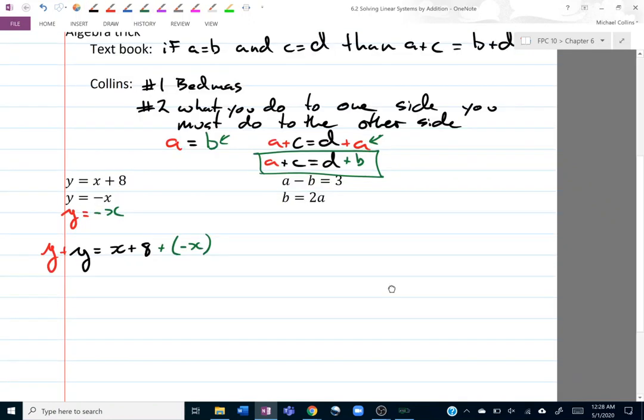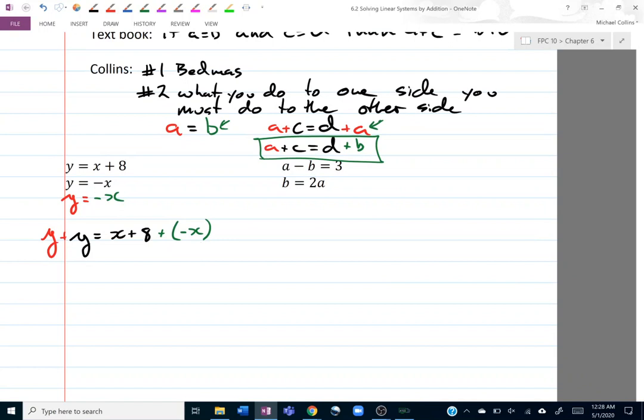So what I can do next is simplify. I'm going to combine my like terms. y plus y is 2y. And then on the right-hand side, I've got this negative x, and I've got a positive x. A negative x plus a positive x is 0. Then all I've got left on my right-hand side is 8. So I end up with 2y is equal to 8. I can divide both sides by 2, and I end up with y is equal to 4. Notice how I now have half of the solution.